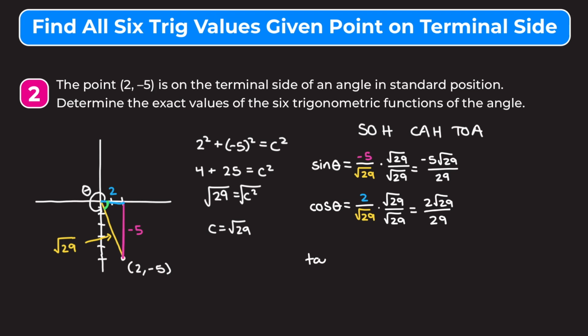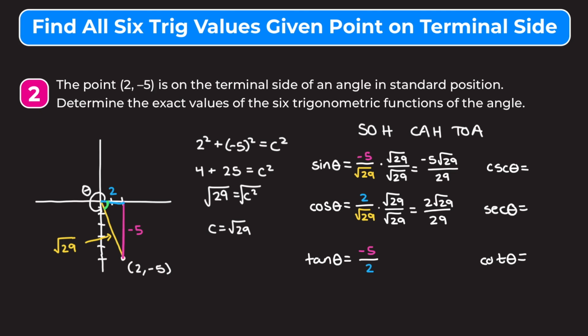Moving on to the tangent of theta. Tangent is OH, so it's opposite over adjacent. So our opposite side is negative 5, and our adjacent side is positive 2. So we get negative 5 over 2. We don't have to simplify that at all. And now we are going to do the cosecant, the secant, and the cotangent.